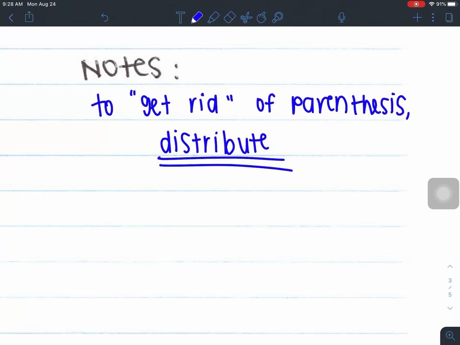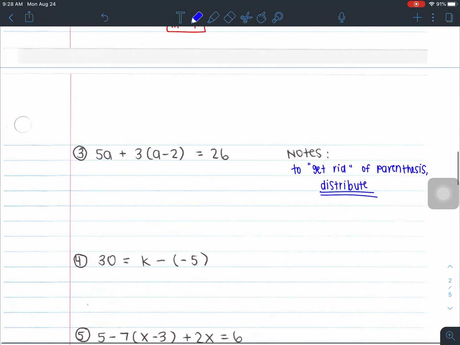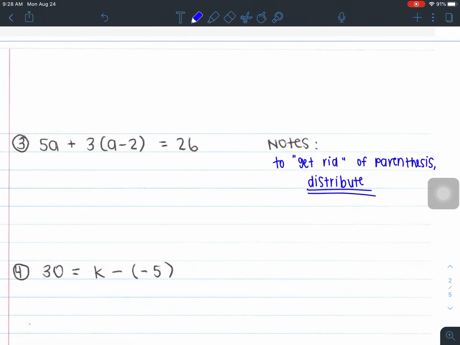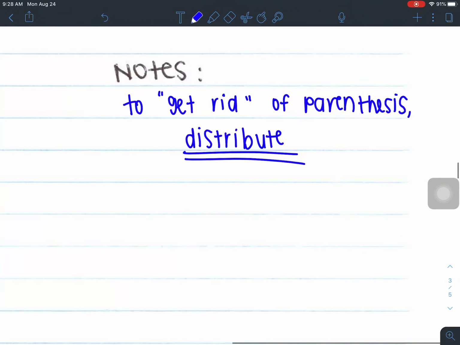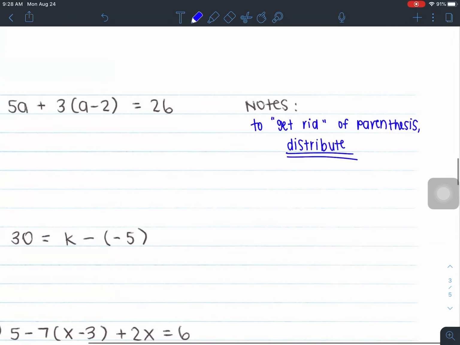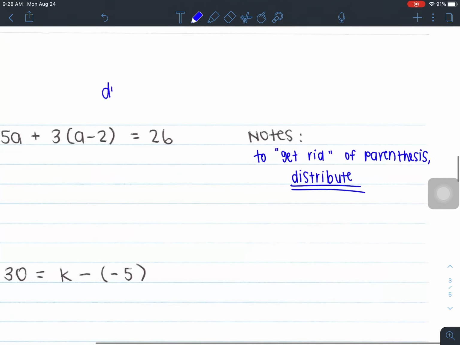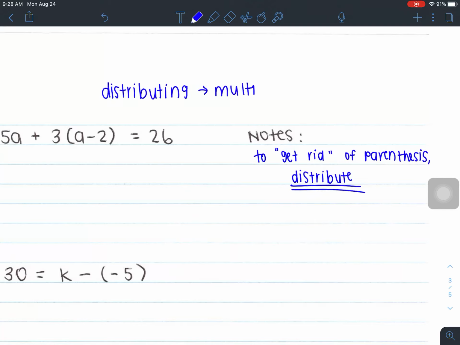Now, what does it mean to distribute something? Well, distributing something means I'm taking the number on the outside and multiplying it in. Now, distributing is the operation of multiplication, okay? When we're distributing, we are multiplying. I point this out because sometimes when people distribute, they actually add the numbers rather than multiplying them.